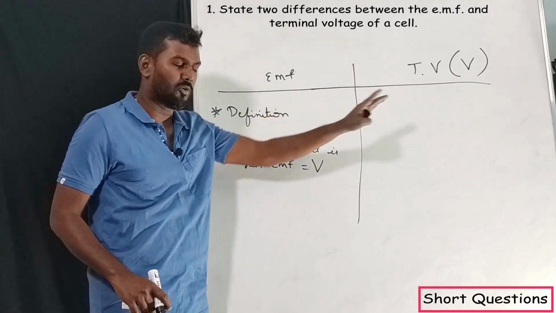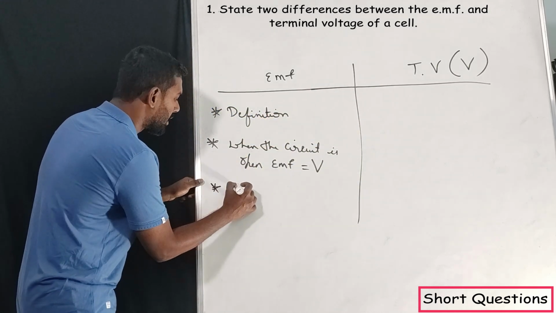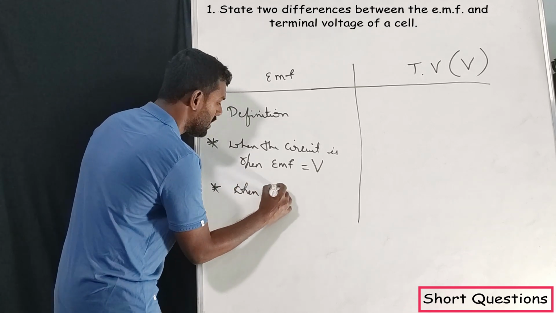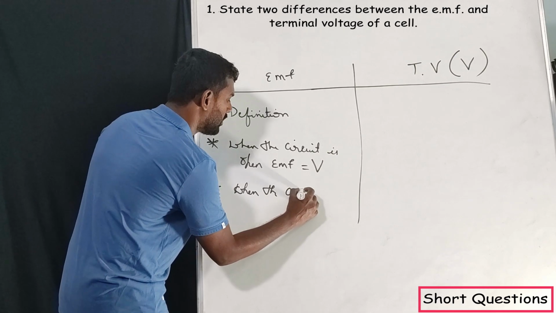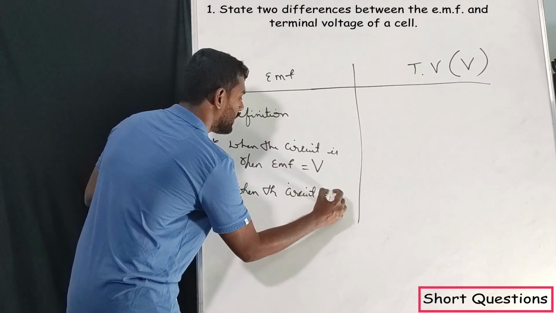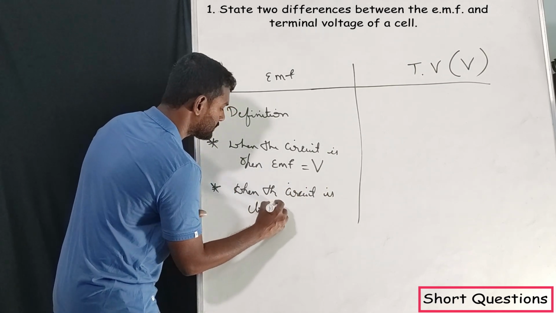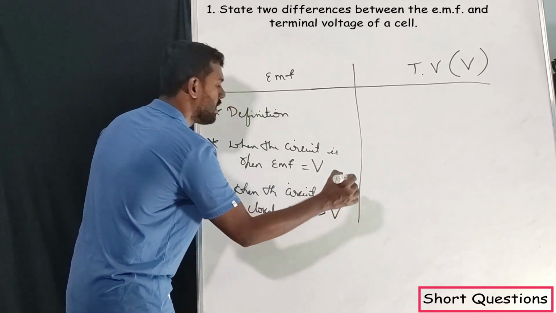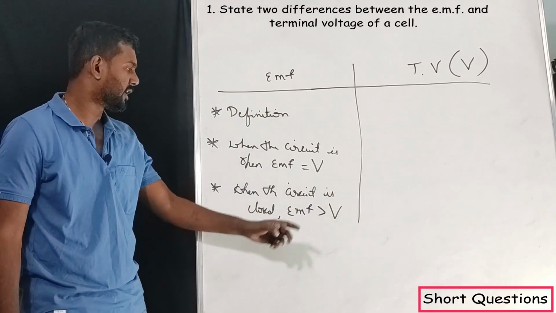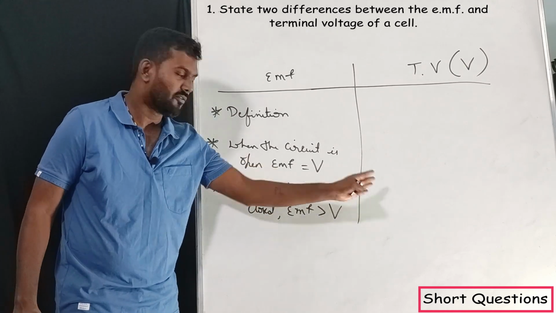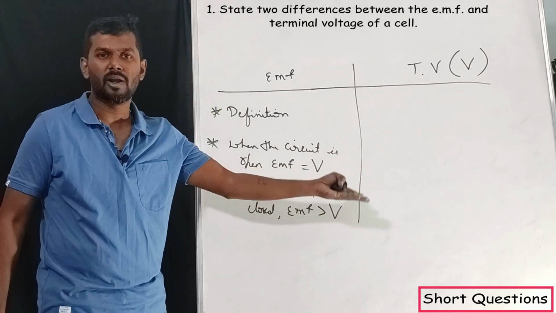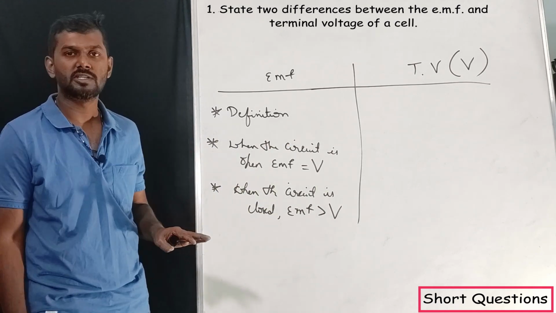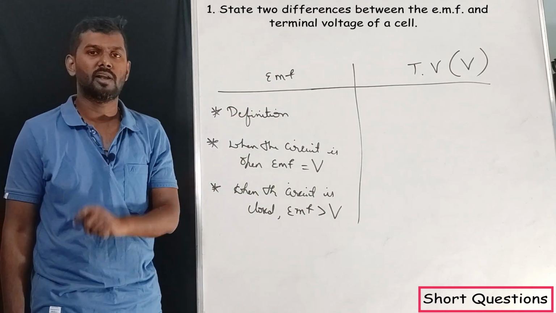Definition of terminal voltage. The next point: when the circuit is closed, EMF will always be greater than terminal voltage. Keep this in mind. So, when the circuit is closed, terminal voltage will be less than the EMF. The same thing you are going to write. So, these are the differences between EMF and the terminal voltage.